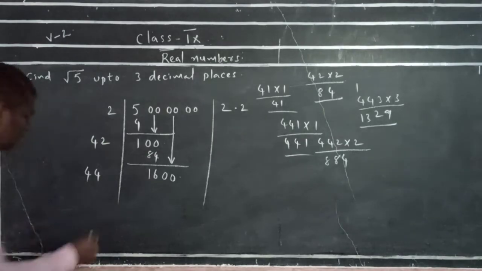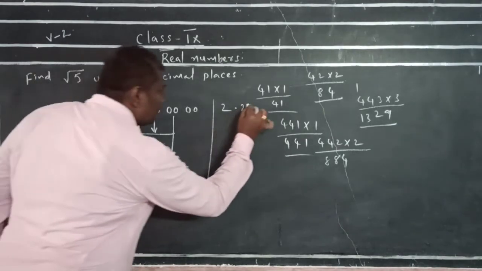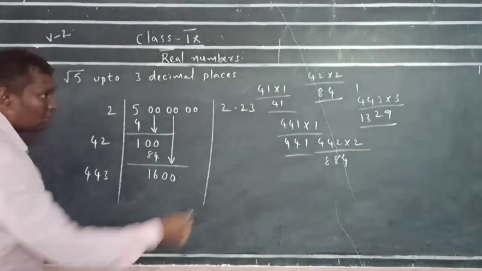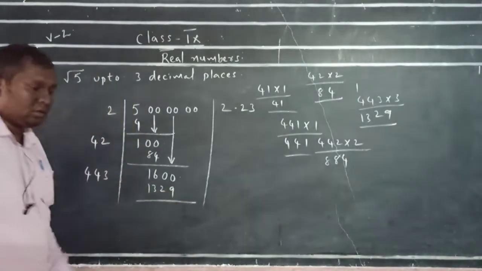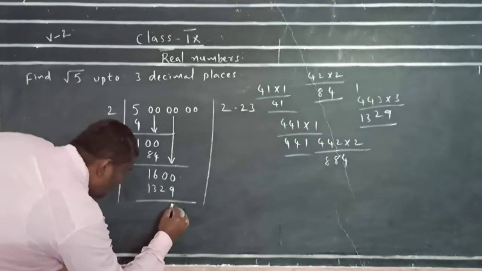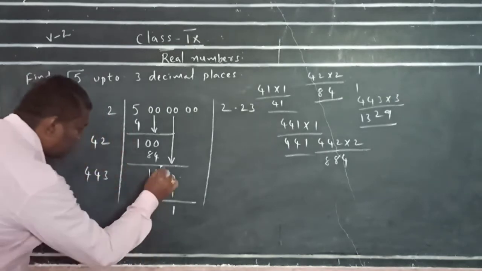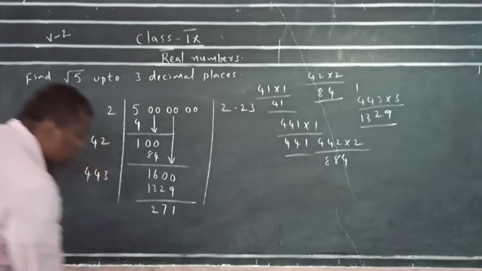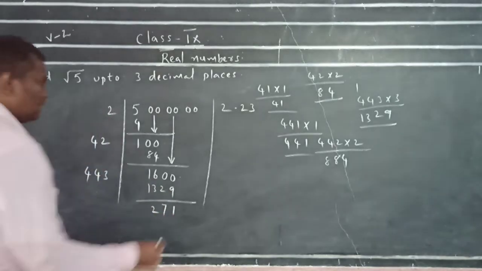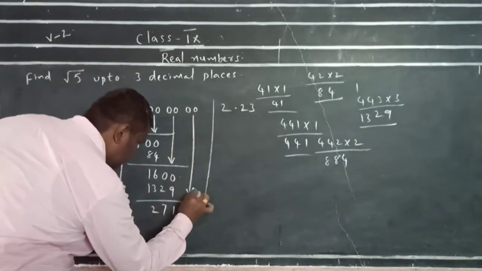Then you have to take 443 times 3. What is the value? 1329. What is the remainder here? 1 and here 9 is there, 7 2. It is 271. Next you have to take the next set.